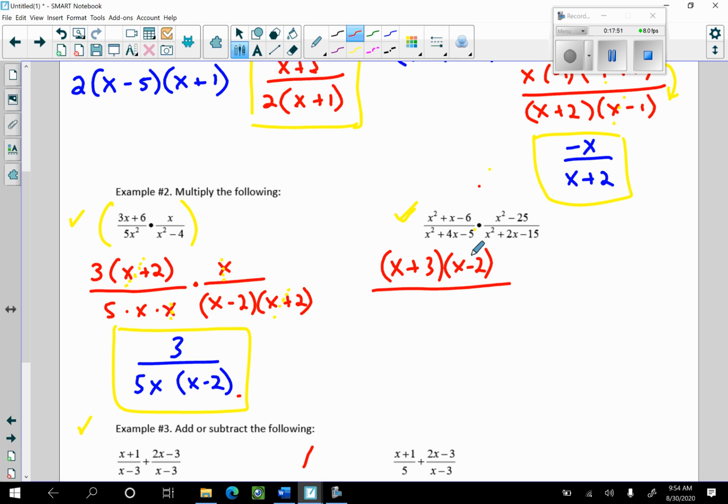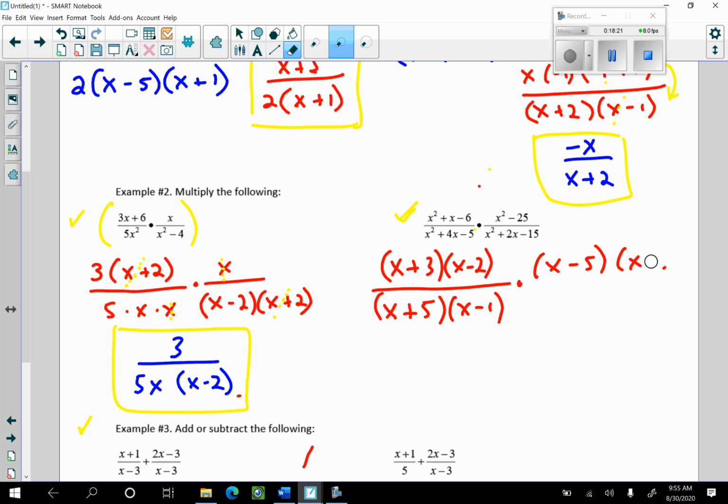This guy here, I think we factored that earlier. This is going to be x plus 5 times x minus 1. 5 times -1 is -5. 5 plus -1 is 4. Times, this guy is your difference of squares, x minus 5 times x plus 5. Well, I don't know what happened to that 5. That kind of got wild there. x plus 5.